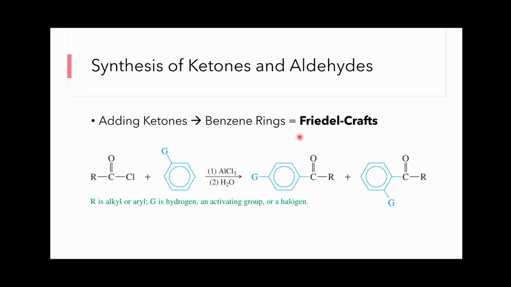So let's say you want to add ketones to your benzene rings, you need to use Friedel-Crafts. Which is, you use an acid chloride, and you react it with AlCl3, and it should attach to the benzene ring. It's going to favor, if you have an activating group or an electron donating group, landing opposite of it, or right next to it. So this is called the para position. This is the ortho position.